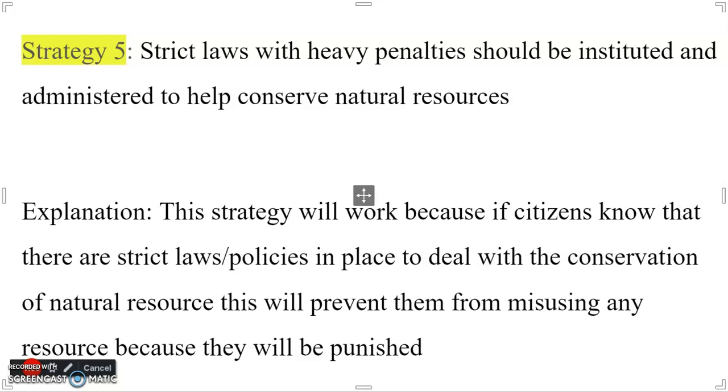And finally, another strategy that you could write: having strict laws with heavy penalties should be instituted and administered to help conserve natural resources, right? And why do I believe that this strategy will work? This strategy will work because if citizens know that there are strict laws in place and policies and strict sanctions in place dealing with the conservation of natural resources, this will prevent them from misusing any resource because they will not want to be punished, right?